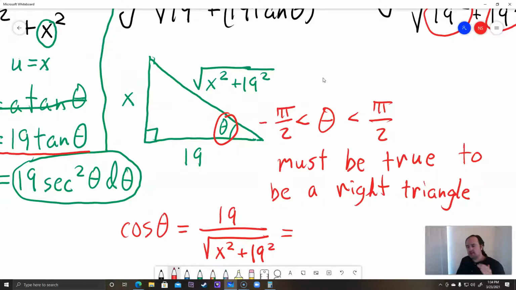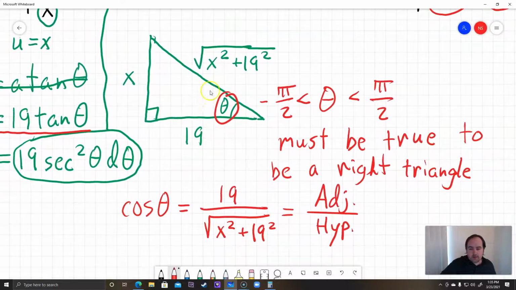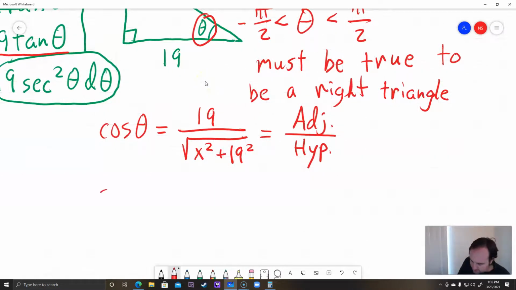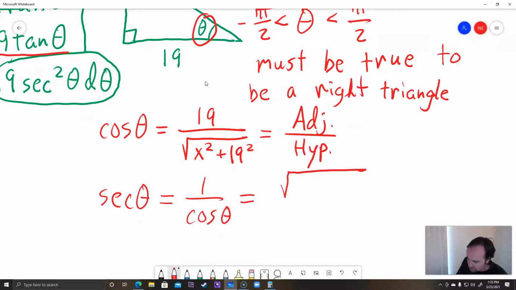So cosine is adjacent over hypotenuse, just like in that picture there. Of course, we don't want cosine, we actually want secant, which is 1 over cosine, which means that secant of theta is going to be 1 over cosine of theta, which just means we flip it over, so now the square root is going to be on the top. So we're going to have the square root of x squared plus 19 squared on the top, and then on the bottom we have 19.